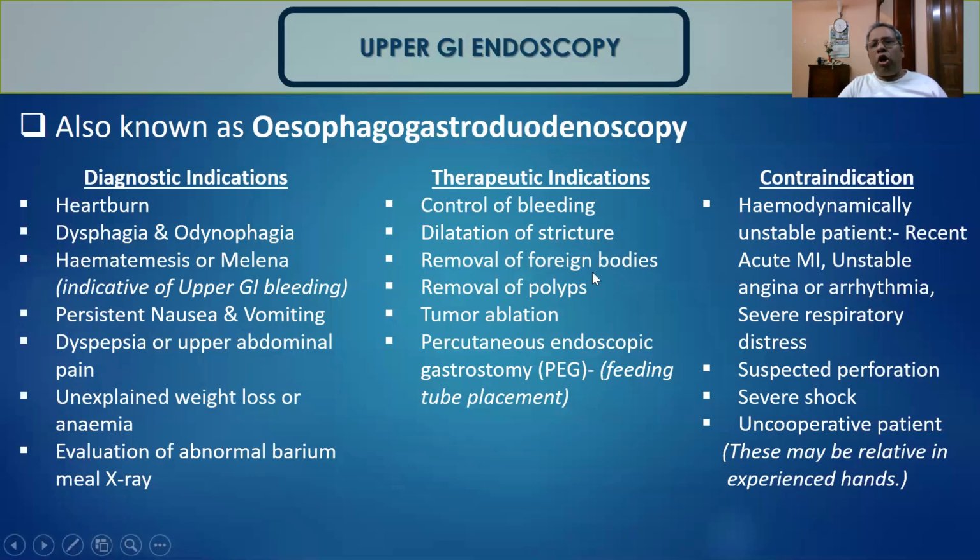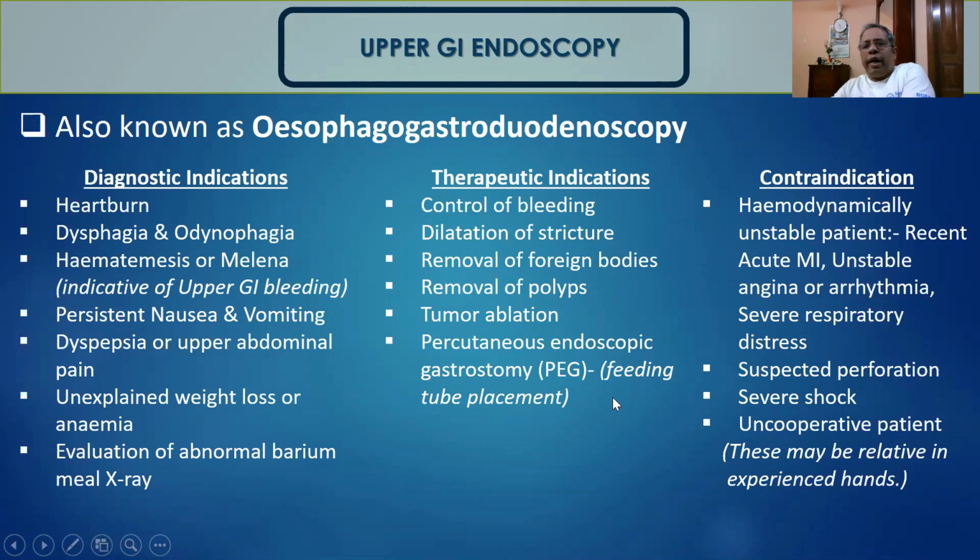Sometimes the patient has polyps in the stomach, so the polyp can be excised by endoscopic polypectomy, collected and sent for pathological examination for confirmation. Some early cancers can be treated by tumor ablation or by submucosal resection. Percutaneous endoscopic gastrostomy, PEG, is a very important tool, particularly in neuro patients. Whenever a patient has a cerebral vascular accident and needs long-term Ryle's tube feeding, you can avoid it by doing a percutaneous endoscopic gastrostomy.